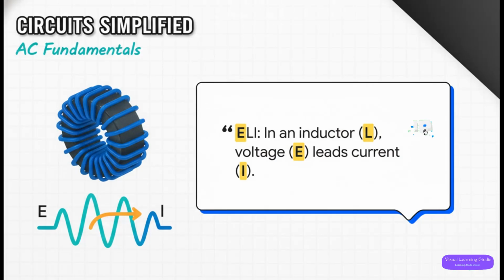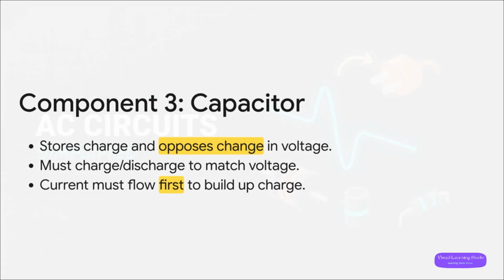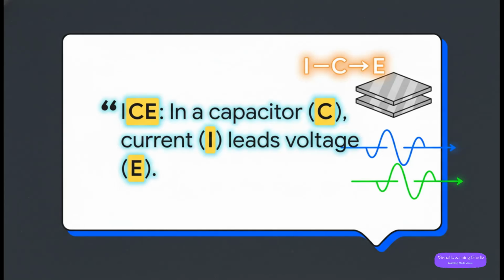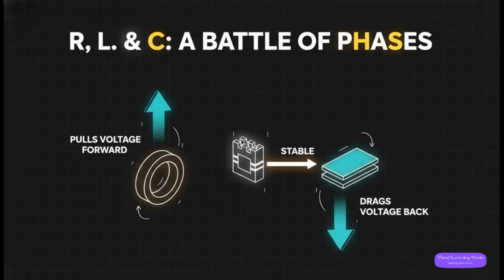Now, here's a simple way to remember this. E-L-I. For an inductor, L, voltage, E, comes before current, I. And finally, the capacitor. It needs to charge up before the voltage can build across it. So current has to rush in first to charge it up. This means the current leads the voltage. And remember our trick? For capacitor C, current I comes before voltage E. That's ICE.